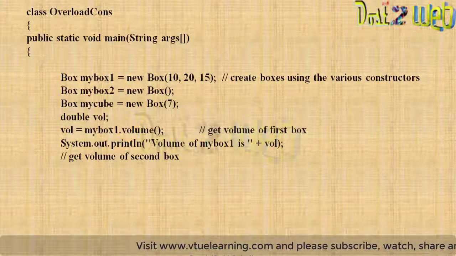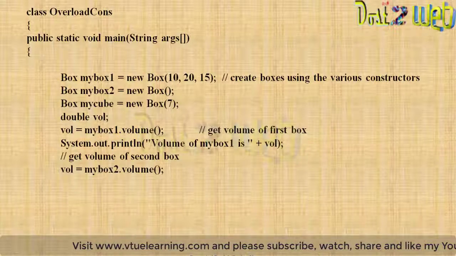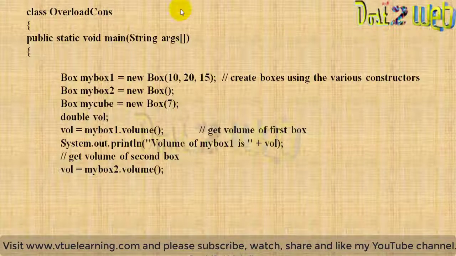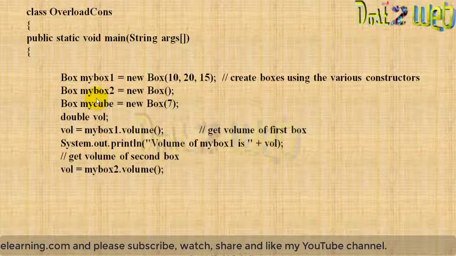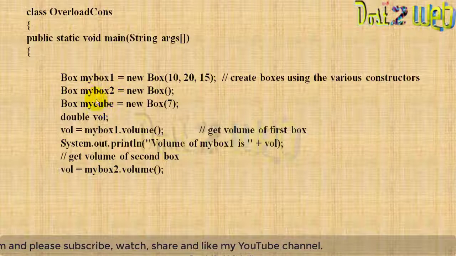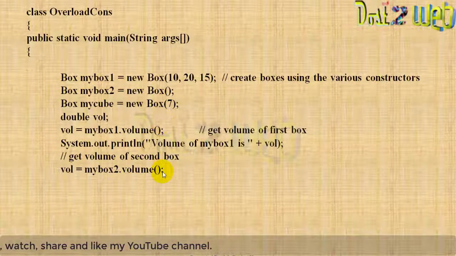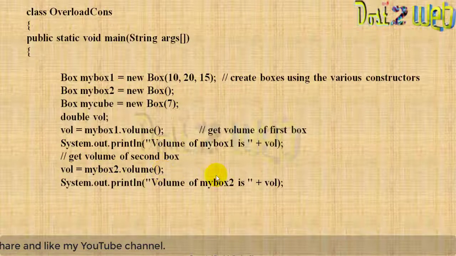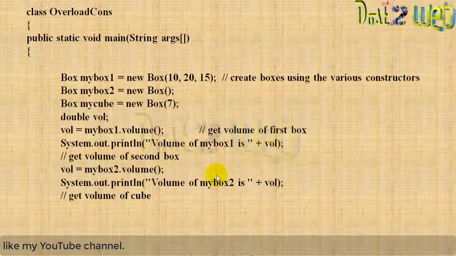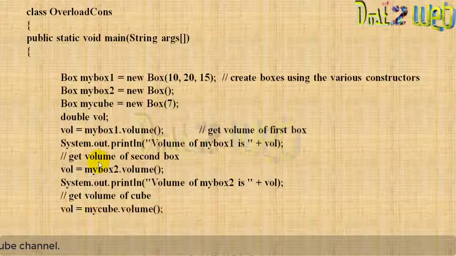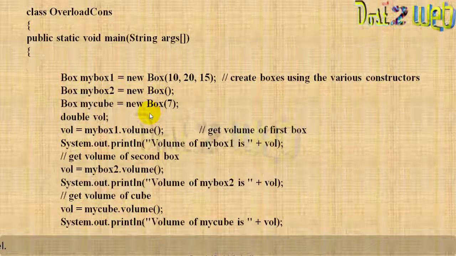Next, for the second box, similar way, volume is equal to, what is your object name? My box 2. So my box 2 dot volume. Again we have to print the volume here. Next, for getting the volume of the cube, similar way, volume is equal to, the object name, my cube dot volume, the method name. So print this statement. So that's all.